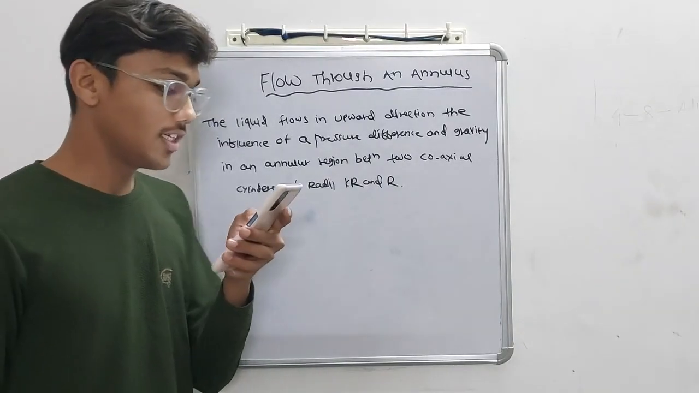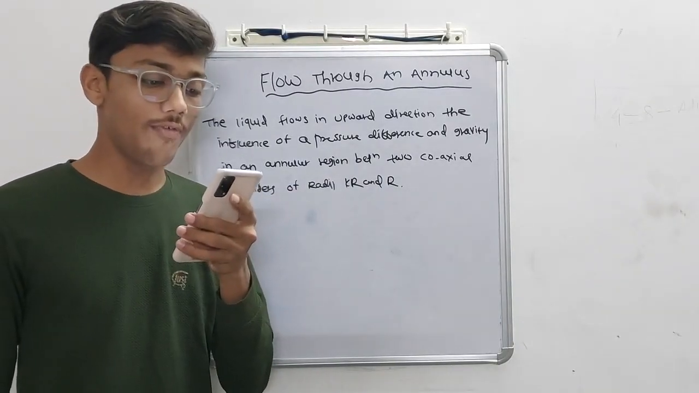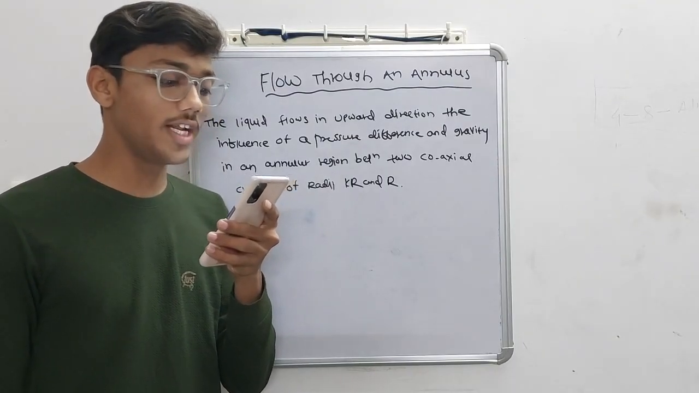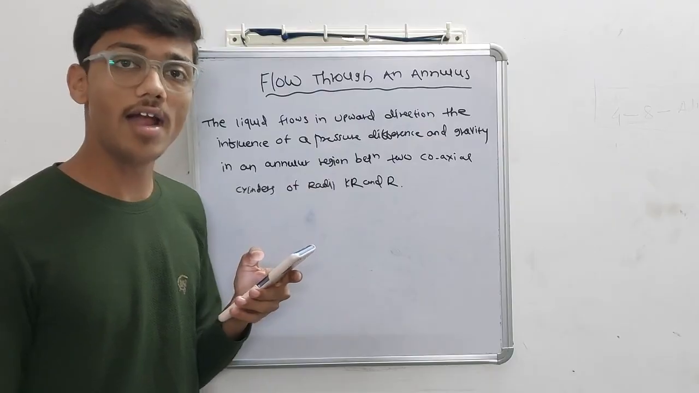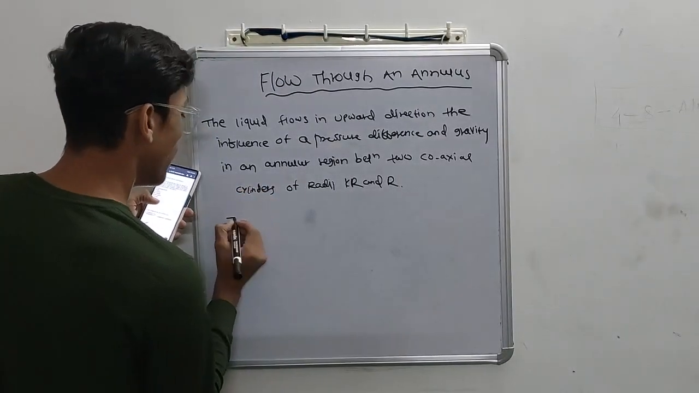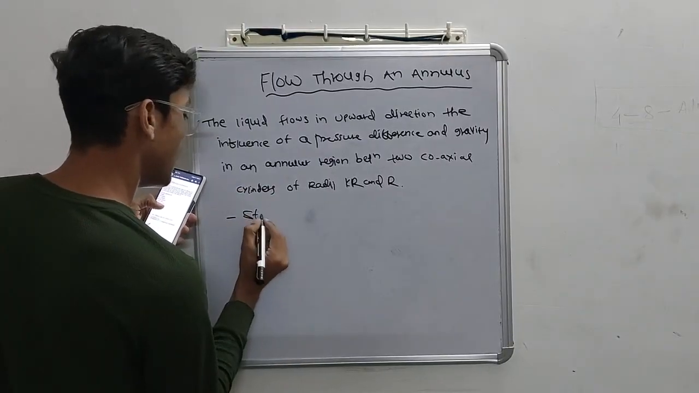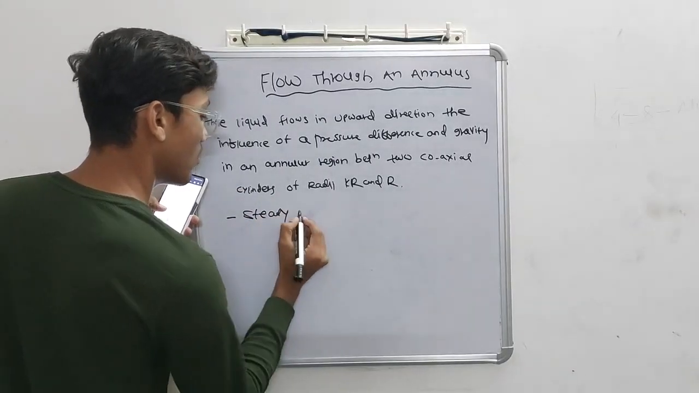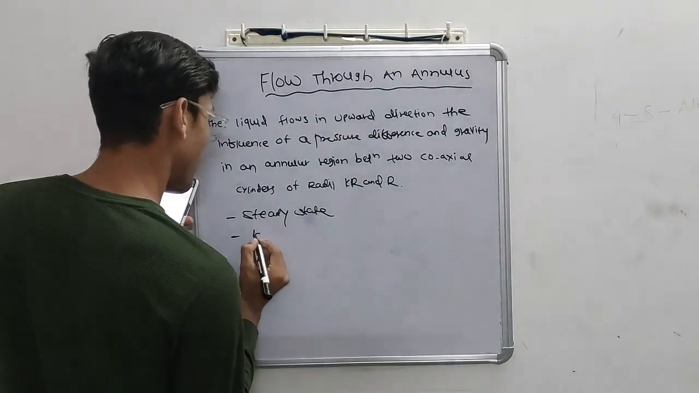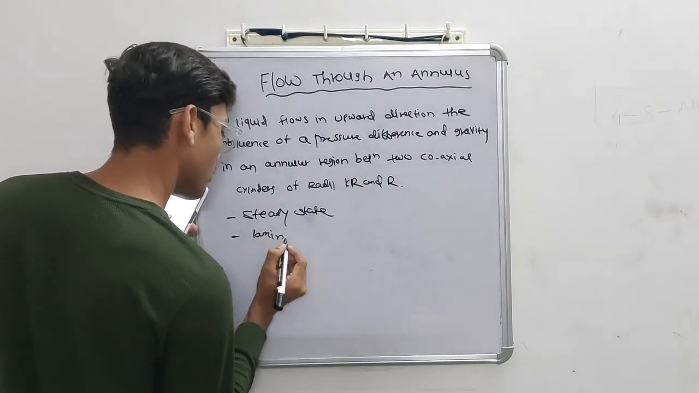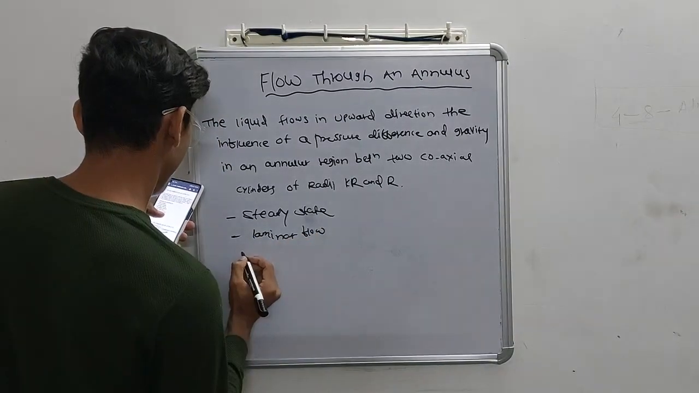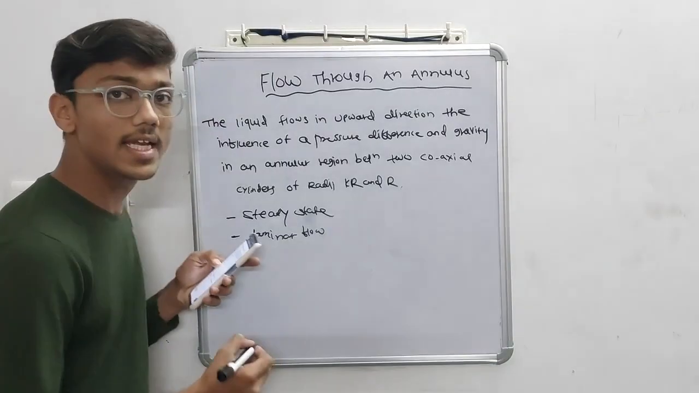Considering the steady state laminar flow of a fluid of constant density rho and viscosity mu in a vertical tube of length L and radius R. So our fluid is steady state, laminar, and our density is constant.